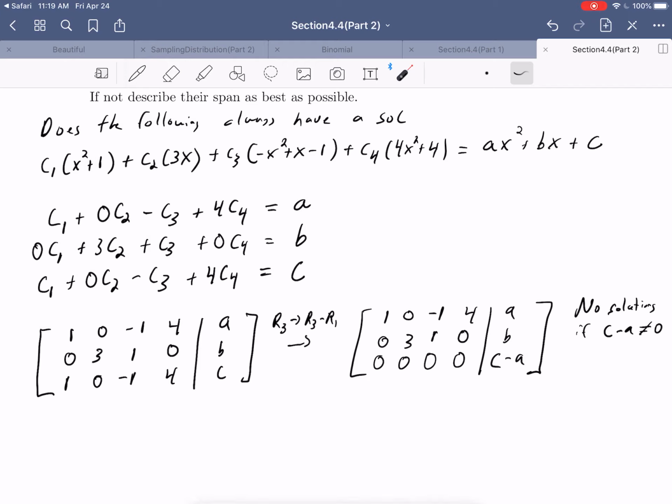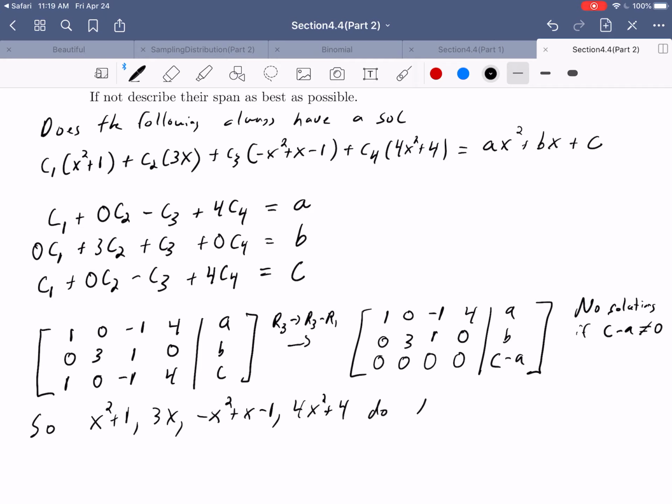So that tells us that these guys do not span P2 of R. So x squared plus 1, 3x, negative x squared plus x minus 1, and 4x squared plus 4 do not span P2 of R. In other words, there are some polynomials, specifically ones where this doesn't equal 0, that they do not span. So we cannot say that these 4 polynomials span P2 of R.